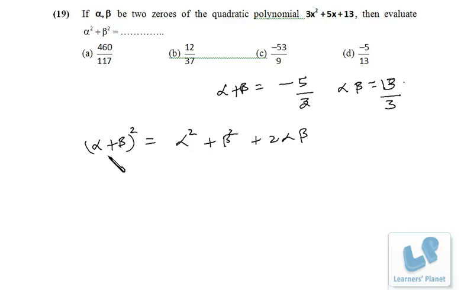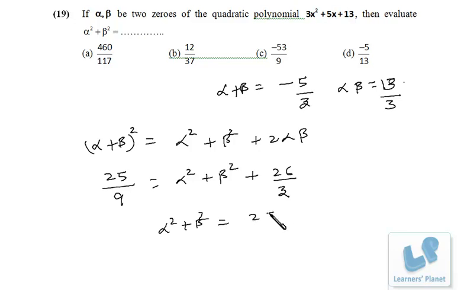Now I put the values of alpha plus beta and alpha beta over here. Alpha plus beta is minus 5 by 3. So the square of minus 5 by 3 will be 25 by 9. That's alpha square plus beta square, because we have to find its value, plus 2 alpha beta, that is 2 into 13 by 3, that is 26 by 3. So alpha square plus beta square is equal to 25 by 9 minus 26 by 3, right? So that's the value we can calculate.